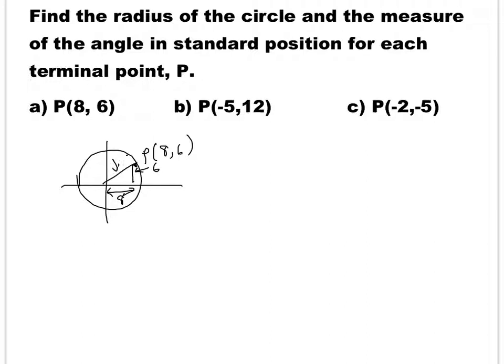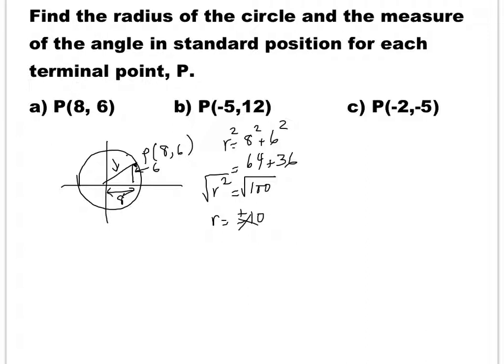To find the radius, I use the Pythagorean theorem, and I'm going to say r squared is 8 squared plus 6 squared, which is 64 plus 36, which is 100, which is r squared. To find r, I take the square root of both sides. I get r is plus or minus 10. Again, the square root of any number is plus or minus the square root of that number. Now, since the radius is a distance and can't be negative, I'm going to drop the -10, so the answer is 10. So that's the radius of this circle.